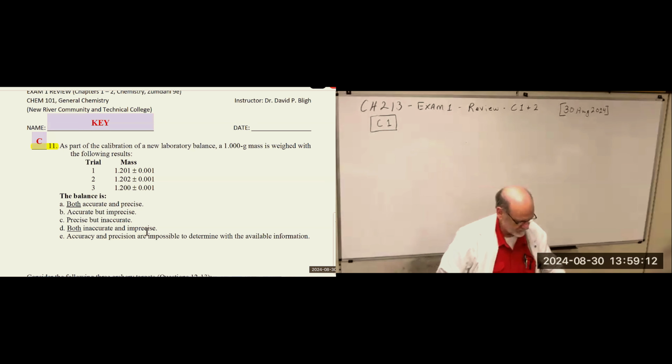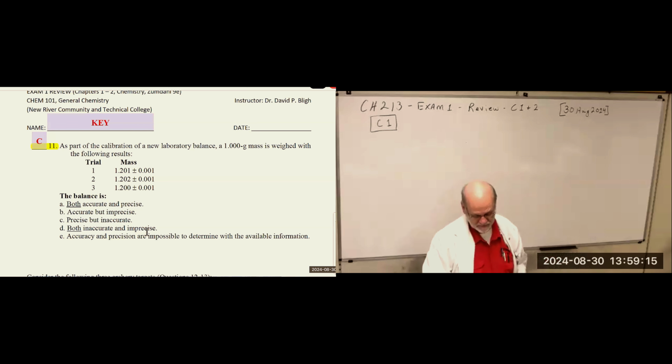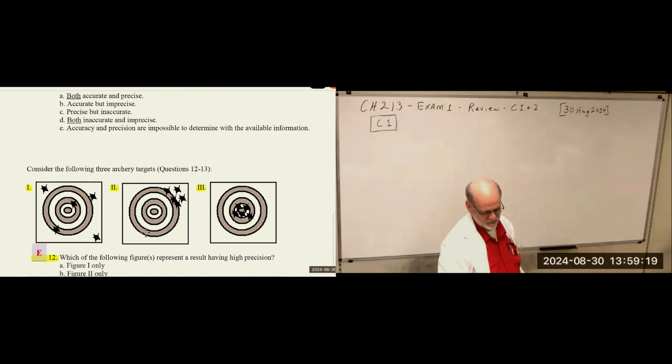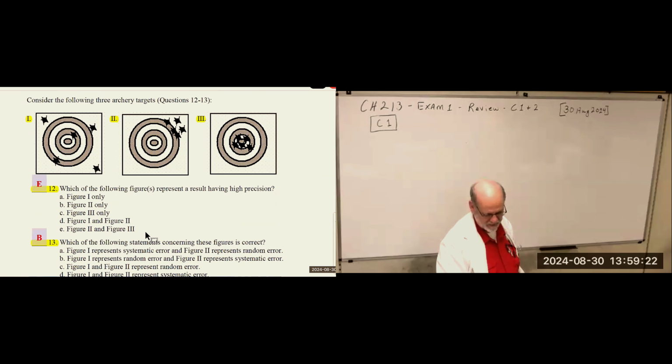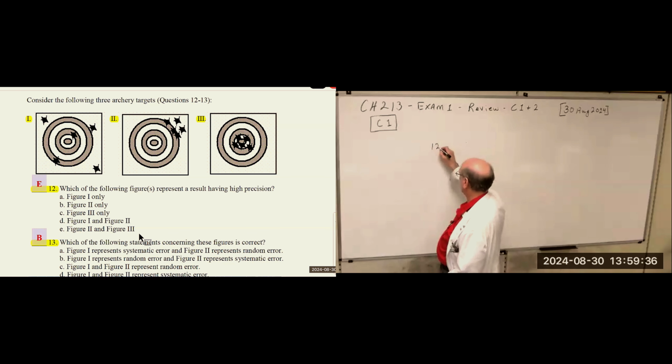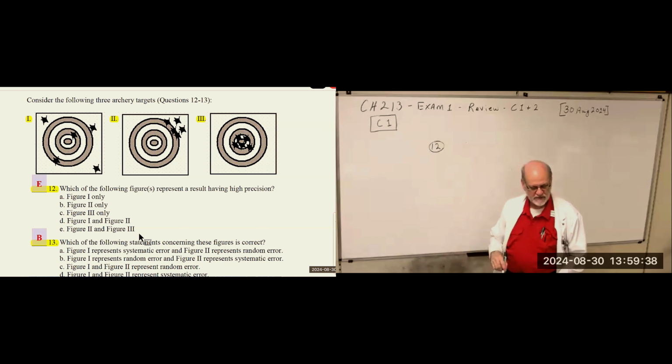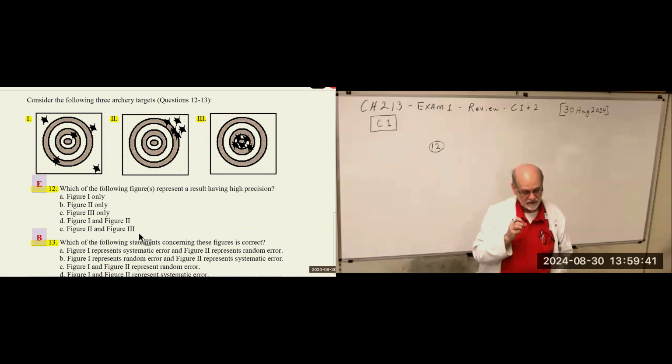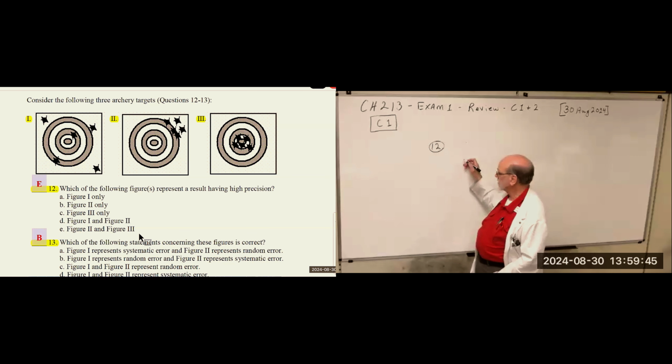So to correct for random error, that's where we bring statistics in. That helps us manage random error. Okay, here we have our famous targets. So E says, which of the following figures result have high precision? Let's see, 1, 2. High precision, that is good grouping. Two of them, right? 2 and 3. Yeah. So that's E.